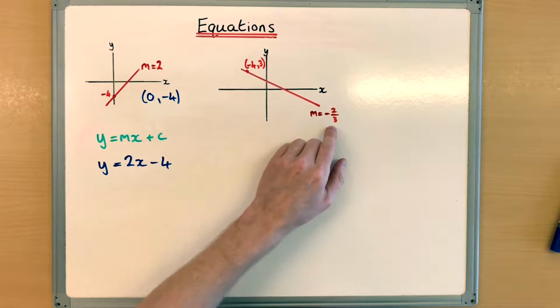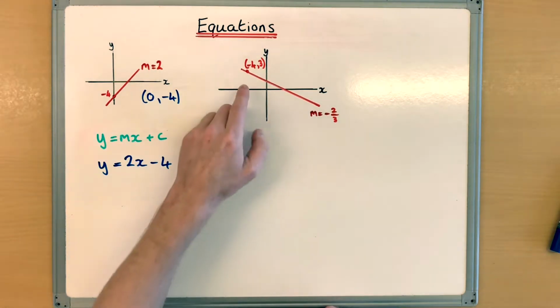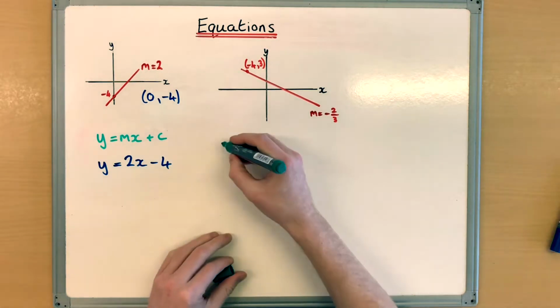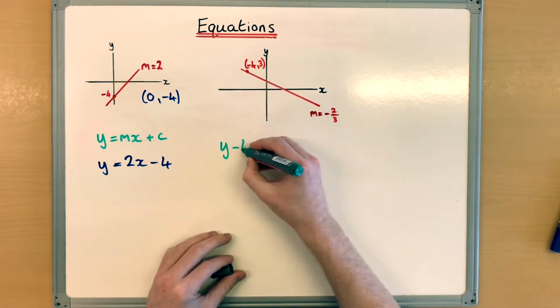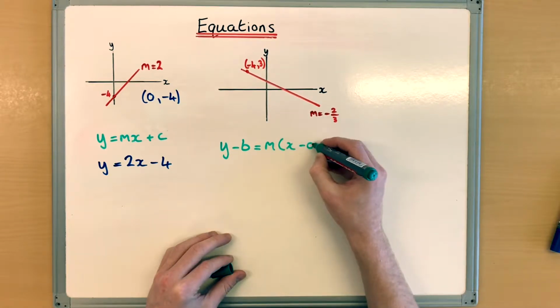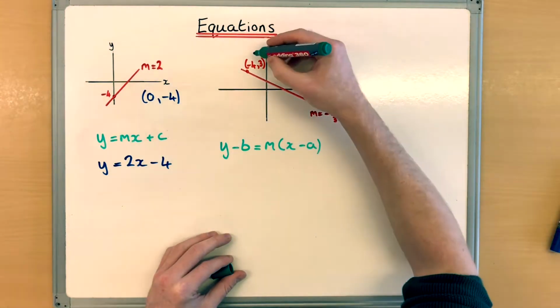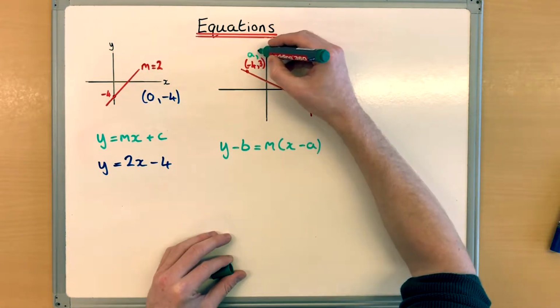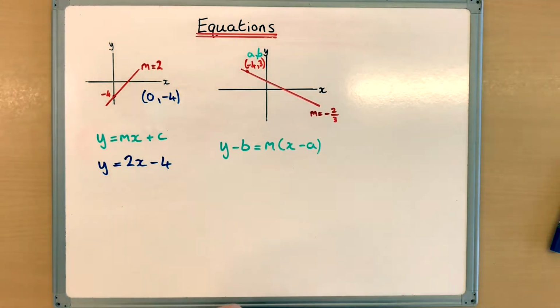So we've got m is -2/3, and we've got a point here, (-4, 3), and the equation we're going to use is y minus b equals m times (x minus a). So there we've got m, and a and b refer to this point here. That's the coordinate (a, b), and any coordinate will do here.